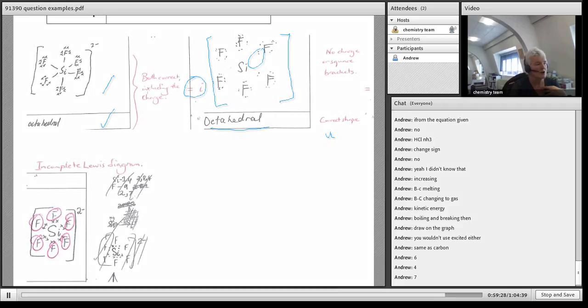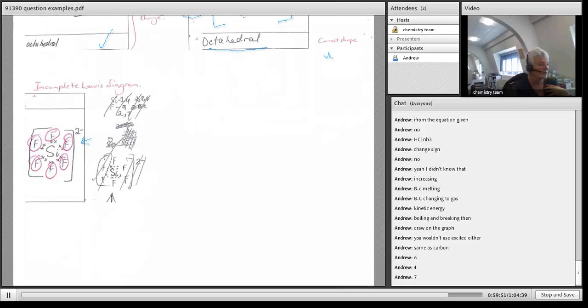Now here's a common error. They got the square brackets and the charge correct, but it's so easy to leave out those lone pairs on the fluorine or chlorine or something like that. So make sure you count your number of electrons, 48, and you distribute them. Count, make sure that they're there.